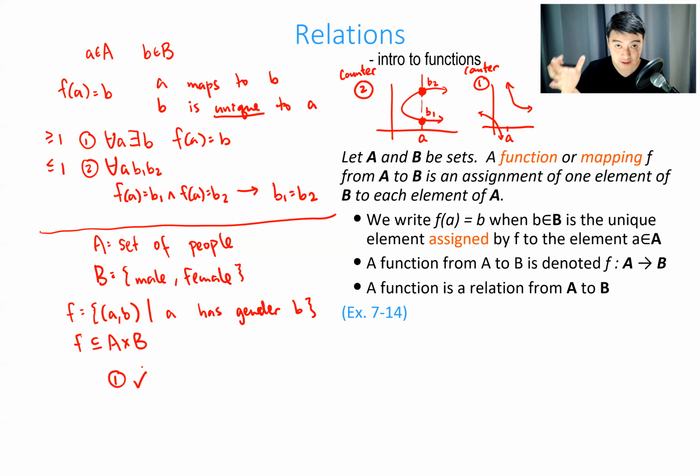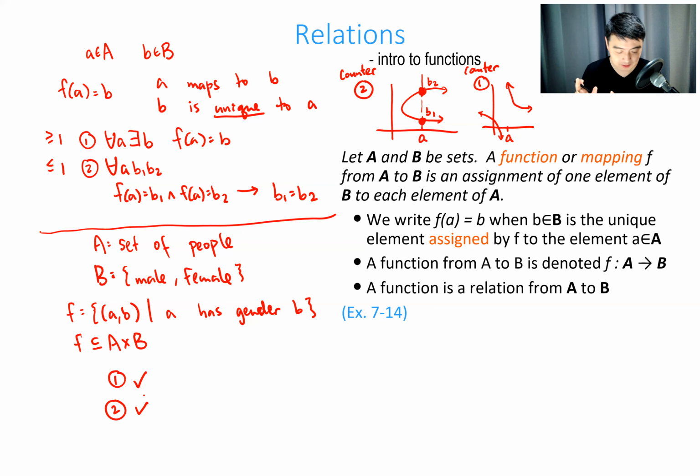Every person has at least one gender. What about number two? Number two says every person has at most one gender. Is that true? Every person has at most one gender. Yes, that is also true. So these two things put together, the logic is that everyone has one and only one gender. Yes, that's a true statement.